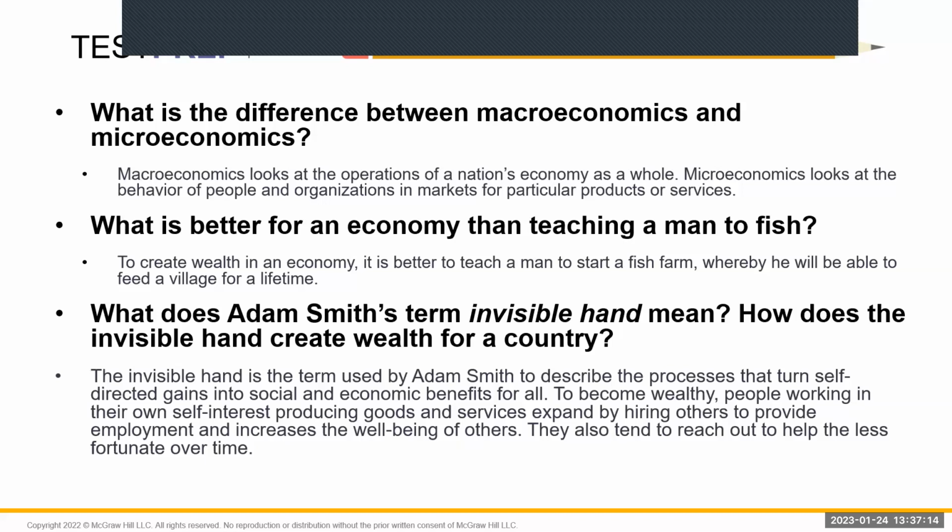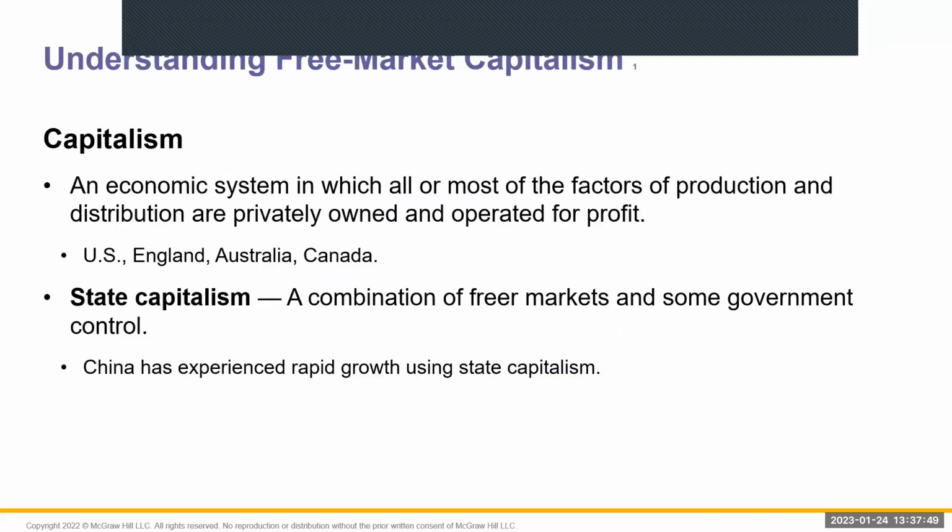And what does Adam Smith's term, the invisible hand, mean? Well, the invisible hand is a term by Adam Smith. It describes a process that turns self-directed gains into social and economic benefits. In other words, yes, I'm making money for me, but while I'm doing that, I'm creating jobs and providing products or services for the society, and I'm benefiting the society as a whole. To become wealthy, people working in their own self-interest produce goods and services that expand hiring. As they grow, more people get hired and more people benefit. That was Smith's whole idea behind that part of his economic theory.